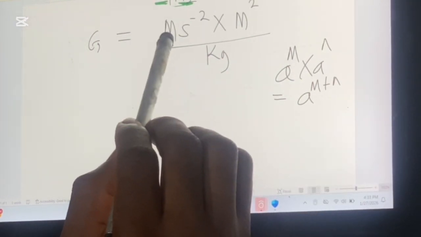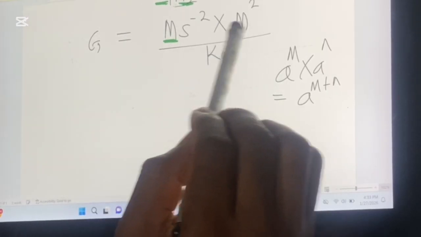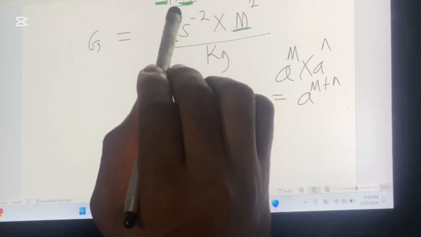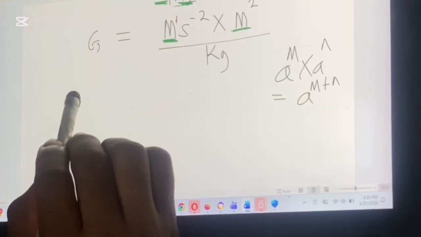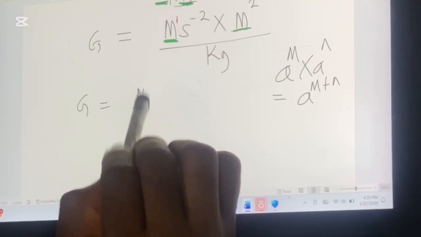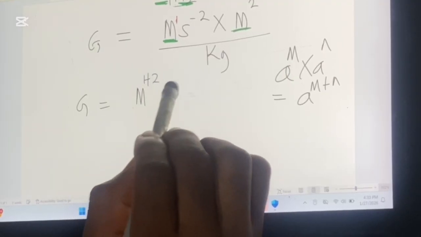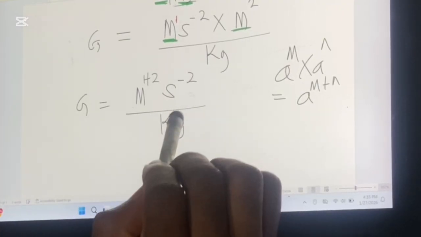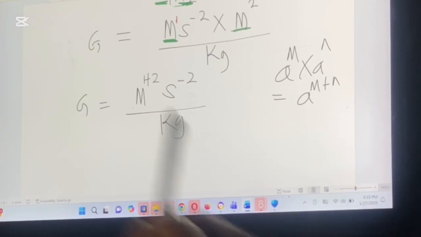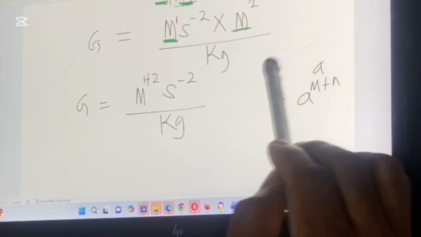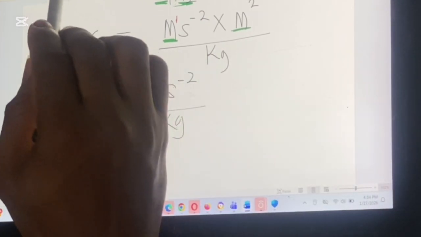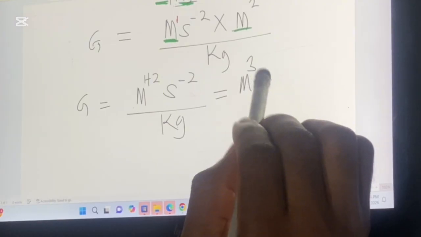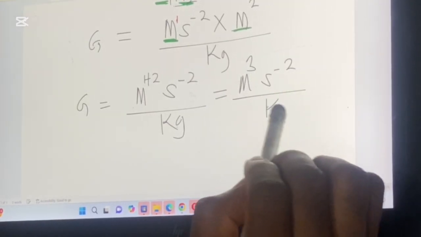If you look at the numerator here, we have m and m. So I will take only one and add up their powers. But before then, please don't forget there's an invisible 1 here. So I will have G equal to m raised to the power of 1 plus 2 per second squared over kg. Please take note. When you simplify that, I will have meter raised to the power of 3 per second squared over kg.